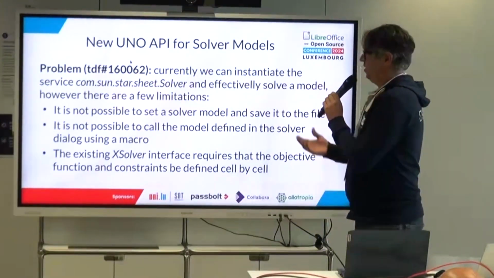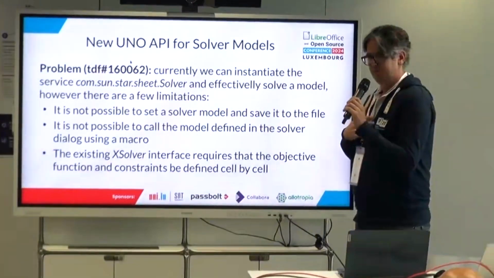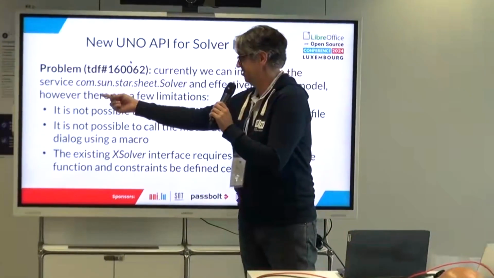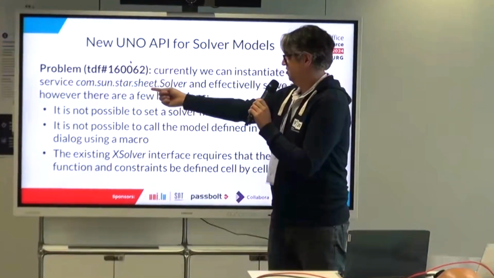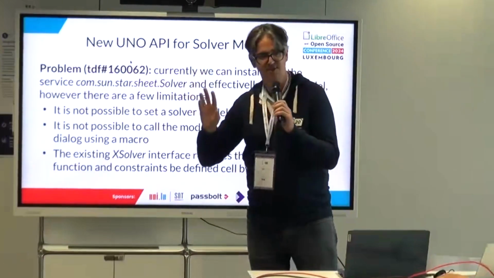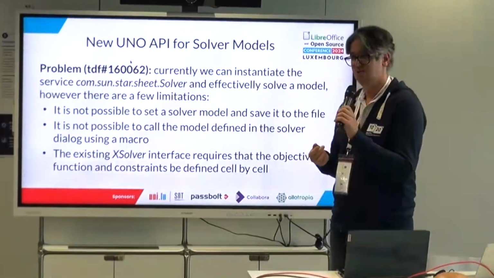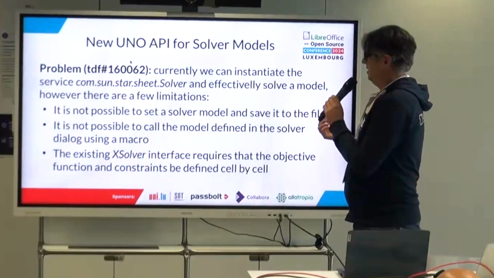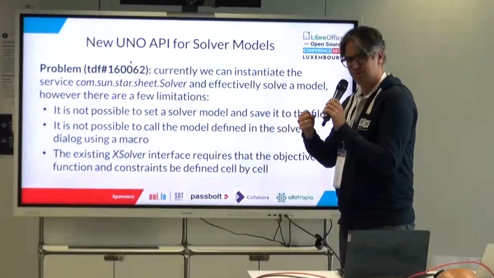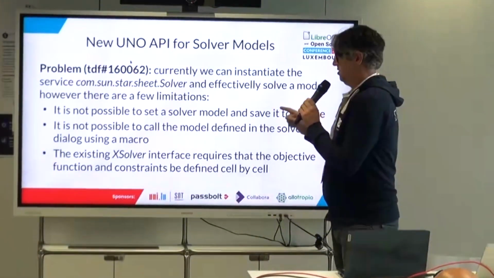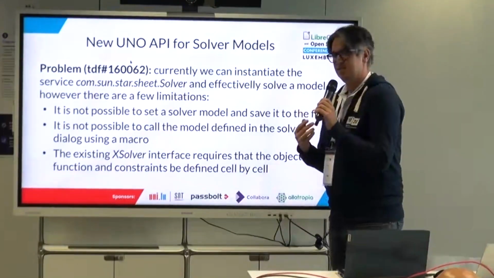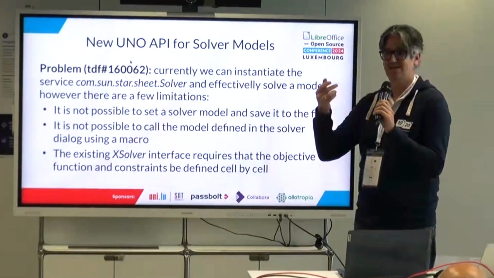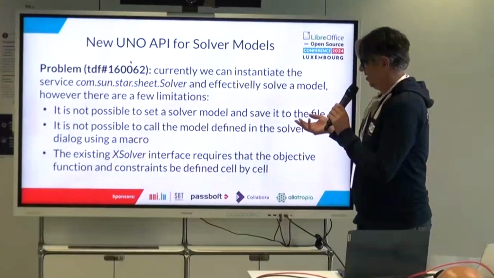So why did I do that? What was the purpose? Because we already have, not in Calc, but in LibreOffice, this service, com.sun.star.sheet.Solver, which is a service that already exists, and it allows us to create an instance of a solver engine. So why did I feel the need to create another API to create solver models? This is because the existing API does not allow us to create solver models that are saved to the file or that are visible in the solver dialog.